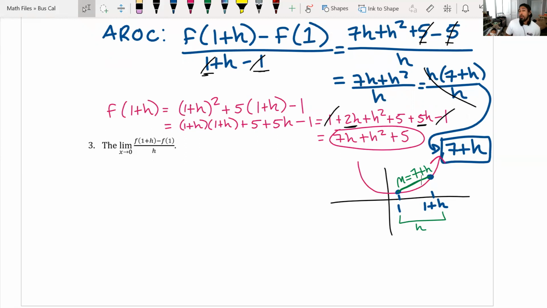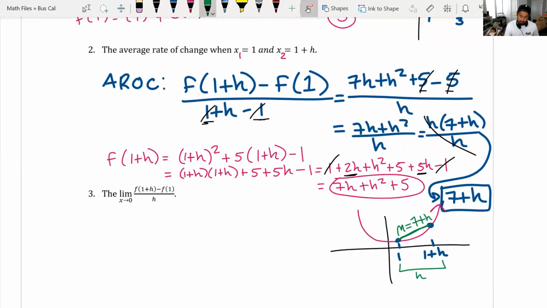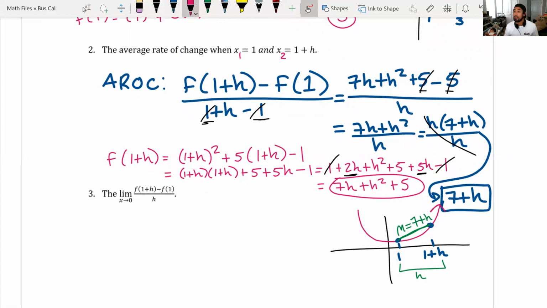Okay, 3 says, find the limit as x approaches 0 of f of 1 plus h minus f of 1 over h. Well, 3 is a lot simpler because we already did this. f of 1 plus h minus f of 1 is exactly what we did here. So all we have to do is take the limit of the final answer we got for 2. That's it. Because we already did all the work in step 2.